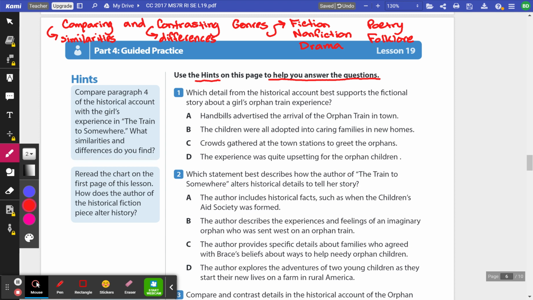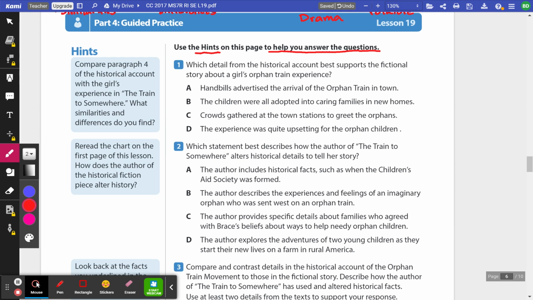So let's go ahead and look at the hint for number 1. And I'll let you work through number 1 and then we'll talk about the answer. So the hint for number 1 says compare paragraph 4 of the historical account with the girl's experience in the train to somewhere. What similarities and differences do you find?